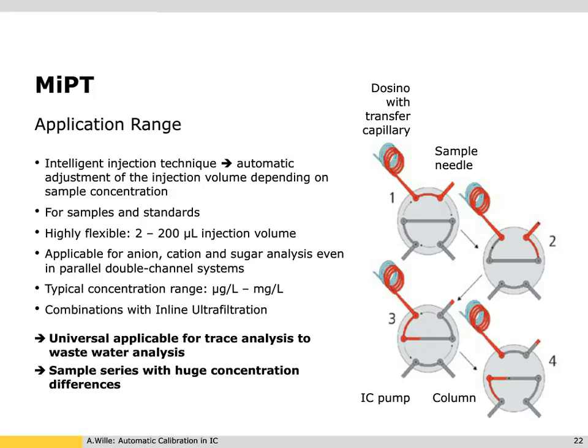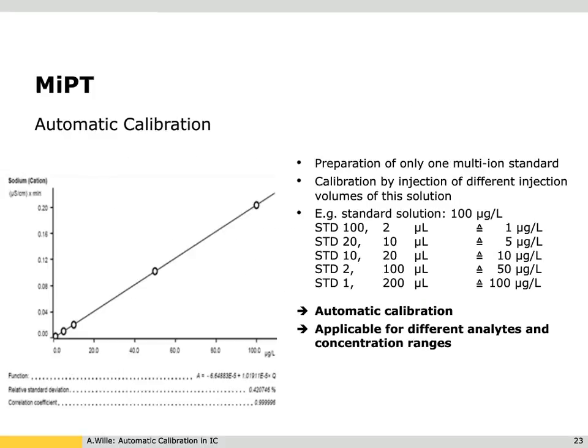We can do an automatic calibration with this technique. Also here we have a huge linear range, and therefore you only have to prepare one multi-ion standard as a stock solution. Let's see here an example with a 100 microgram per liter stock solution, and then you use different injection volumes of this stock solution. And by that you get different concentrations in your calibration curve. You can use it again for different analytes in the same calibration set, and the concentration ranges can be different.